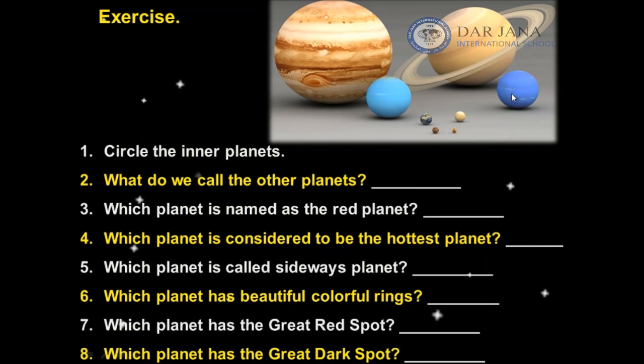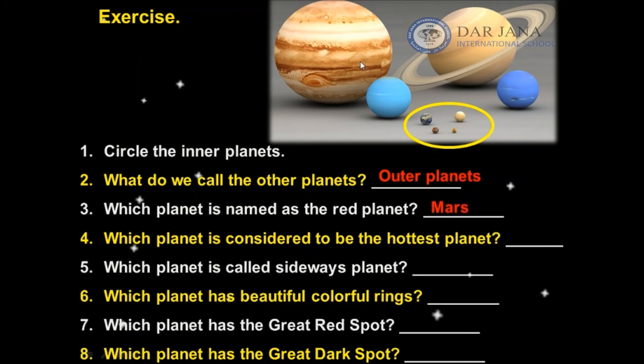Alright, so let's see these questions. Circle the inner planets. Where are the inner planets? You can all point at them. They are the very small planets, and here they are. What do we call the other planets? If this group is called the inner, what about the other group? What do we call them? The outer planets.